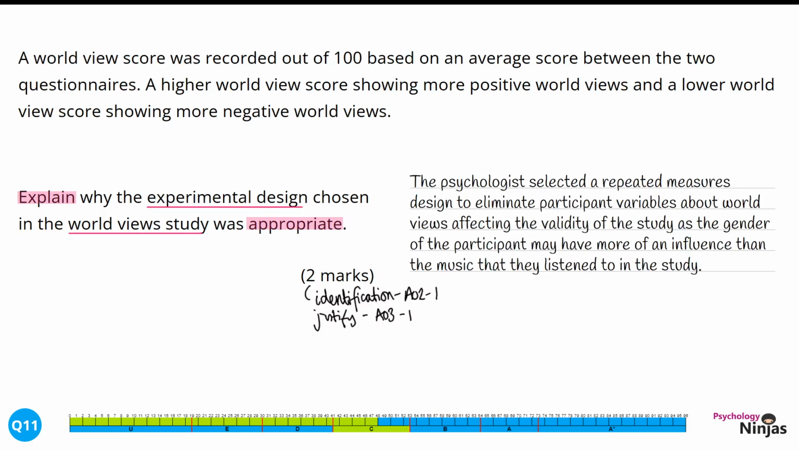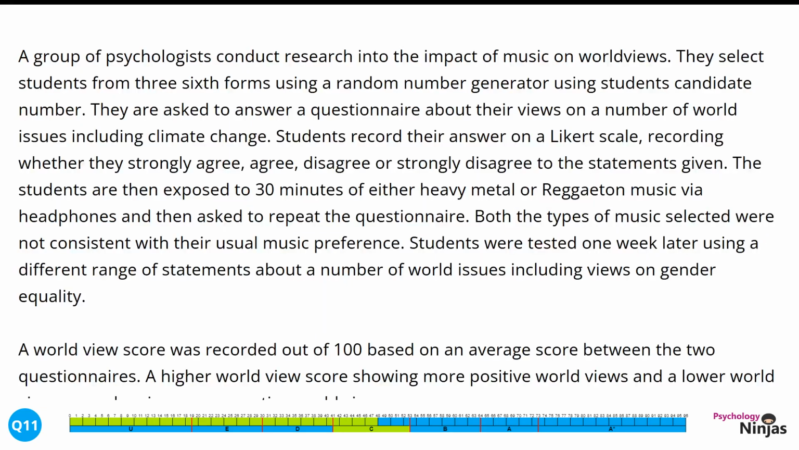The psychologist selected a repeated measures design to eliminate participant variables about worldviews affecting the validity of the study, as the gender of the participant may have had more of an influence than the music that they had listened to in the study. In our response, we've identified that this is a repeated measures design. We've gone back to our STEM to see why it's a repeated measures design. We've got that all the students were asked one questionnaire on climate change, and then all the students were asked another questionnaire, this time with gender equality statements.